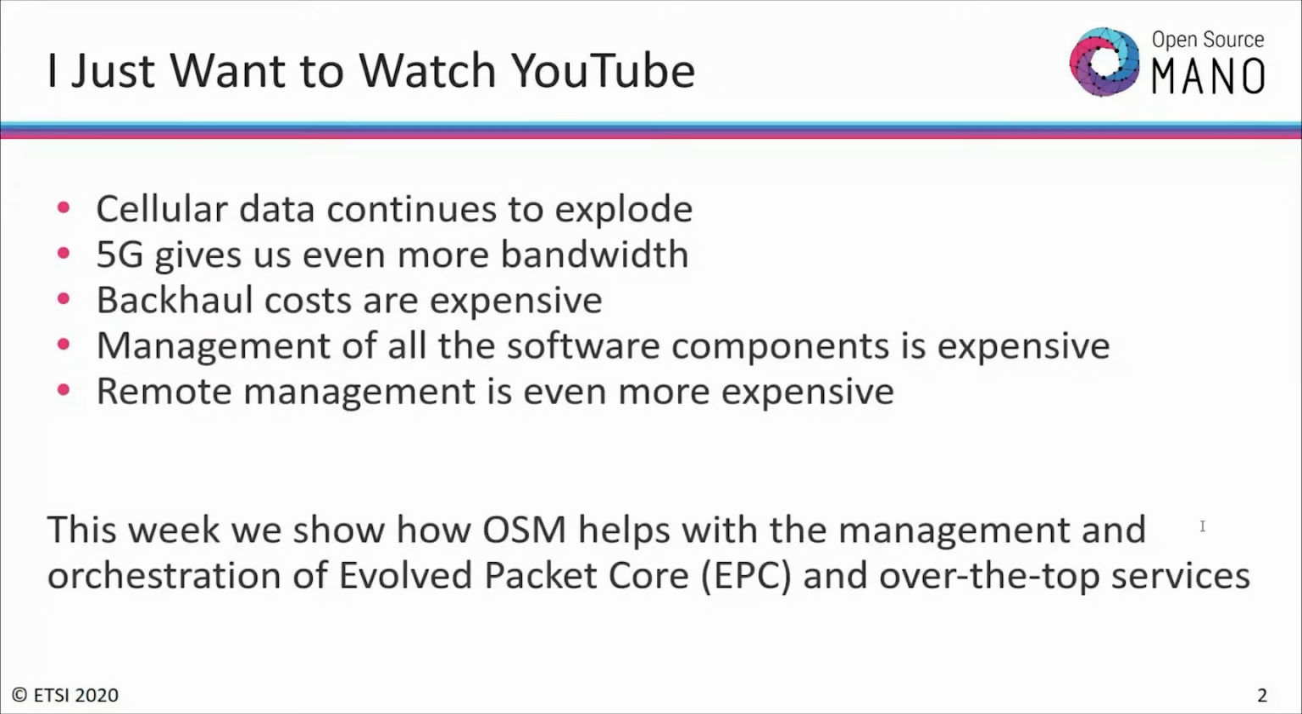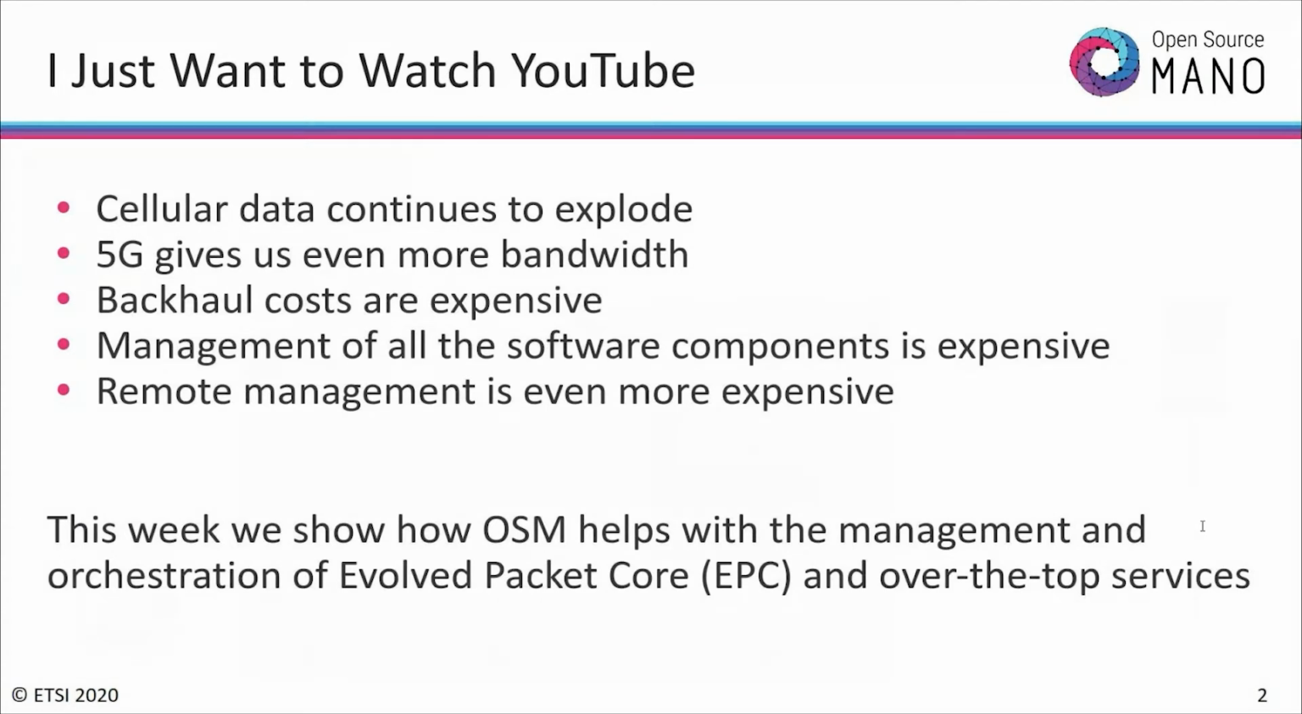In other words, send somebody out to some sort of remote site to fix things or reinstall or do any sort of repairs. So this week we're going to show how OSM helps with the management and orchestration of an evolved packet core, which is basically the overall set of processes that allow your cell phone to watch YouTube, as well as an over-the-top service to help reduce some of those backhaul costs.